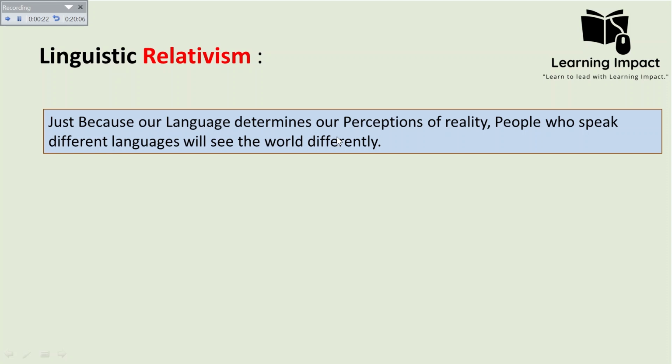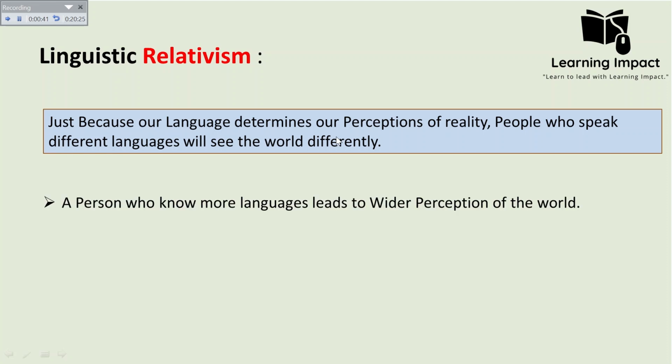As we are claiming that according to linguistic determinism, our language is determining our perception, it means that the people who speak different languages will of course have a different perception of the world. And according to linguistic relativism, a person who knows more languages will have a wider perception of the world. For example, I know 3 languages.